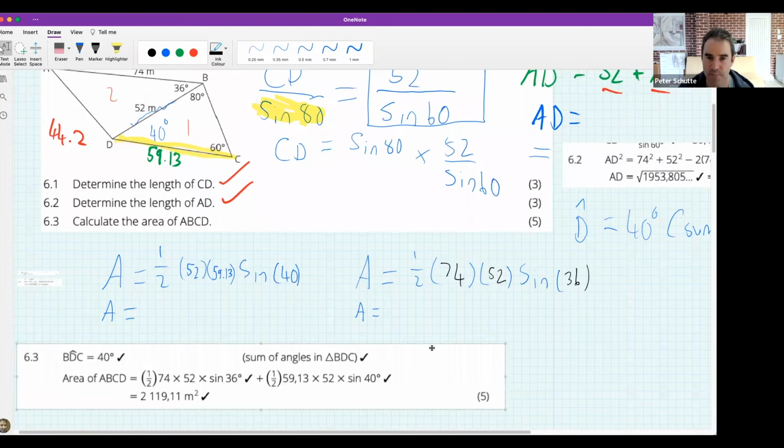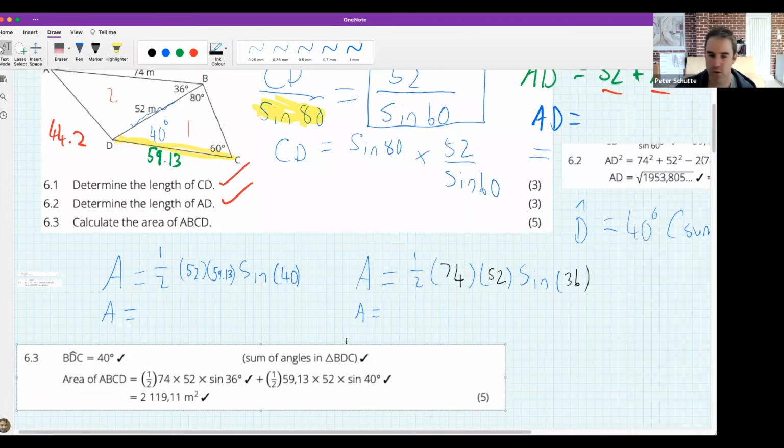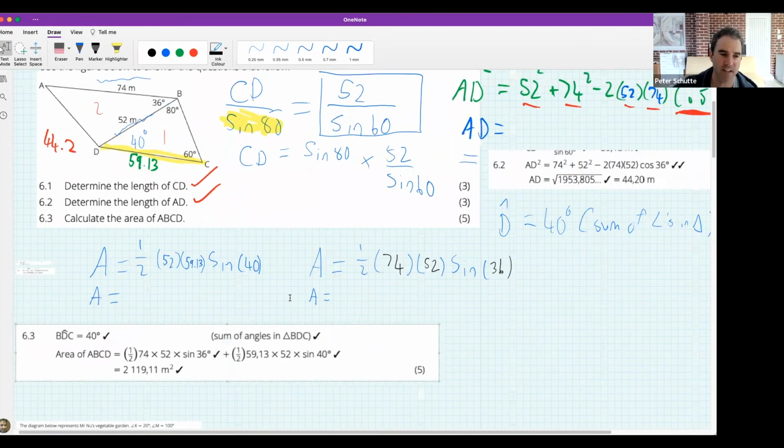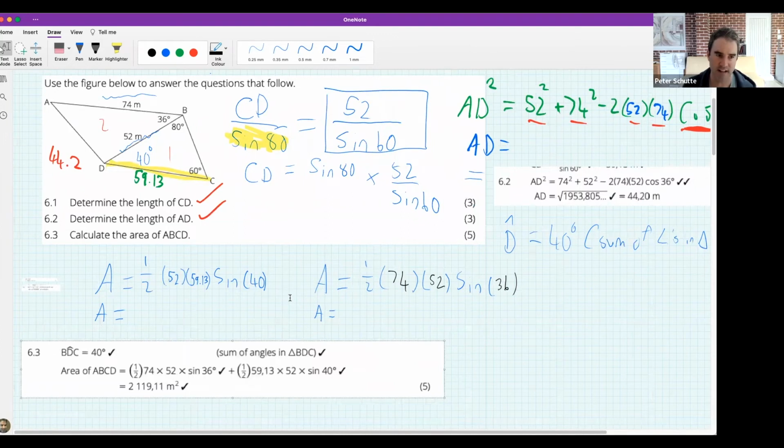Okay, so we should be getting 2119.11 meters squared. And I know for students for whom this is your first lesson, this will look a bit strange, but basically what happened was we found sides, we found angles, and then ultimately we found the area in the end.